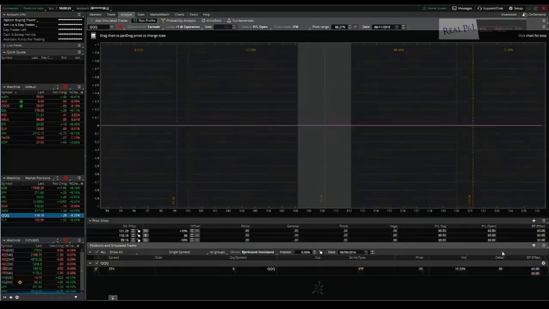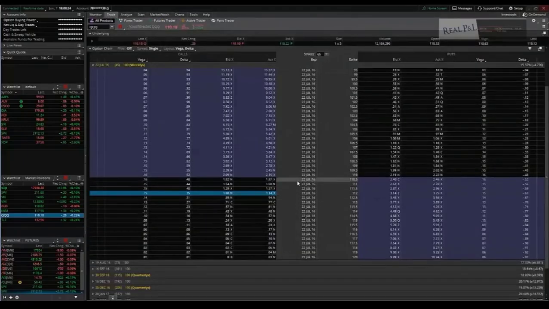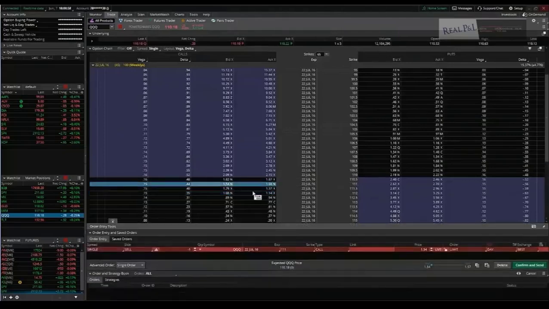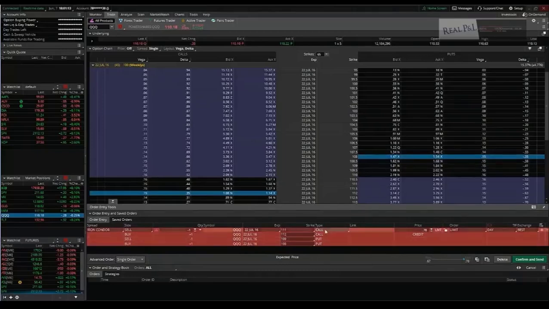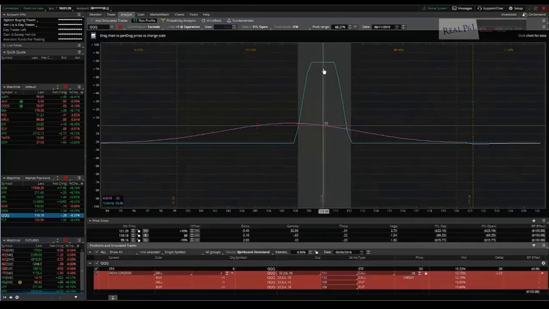Well, what if I sold two vertical spreads? So what if I sold this 111 and bought the 112 on the call, let's say I sold the 109 and purchased the 108. Now I've got two credit spreads, one on either side. That's called an iron condor, and you can see what an iron condor looks like. You basically have picked a range that you want the stock to fall within. If it stays within 111.74 and 108.23 at expiration, you make money. If it goes beyond, you'll lose money, but your losses are capped.